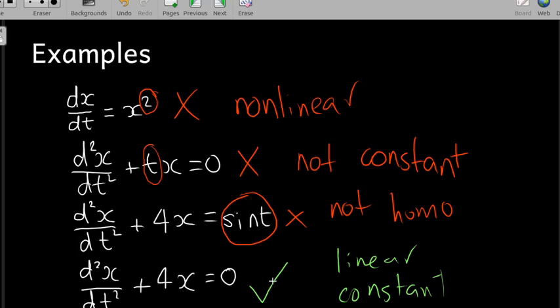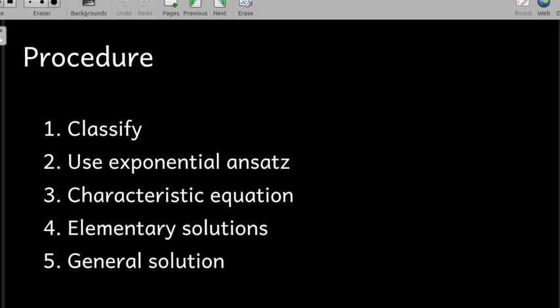So this is linear, constant coefficients, and homogeneous. And this is the kind of differential equation that we're going to look at solving in this video and in some of the subsequent videos. So first, let's review the general procedure here. When given an ordinary differential equation, the first thing we want to do is classify that equation, which is what we did on the previous slide.